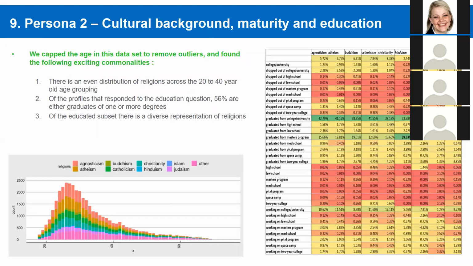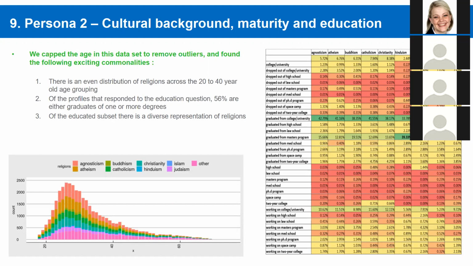But then we ran it against the ethnicity and our age grouping. And we saw an even distribution of religions across the 20 to 40-year-old age grouping. And we thought that was really interesting and could be useful. Of the profiles that responded to the education question, 56% are graduates and have more than one degree. And if you can see to the right, our graph, graduated from college and university, you can kind of see the range of the percentages you're looking at of religions and their education.